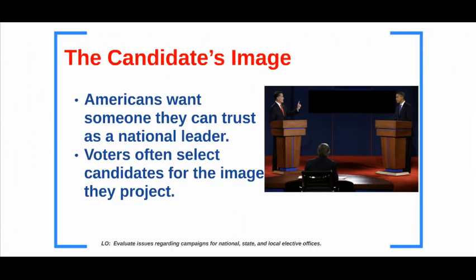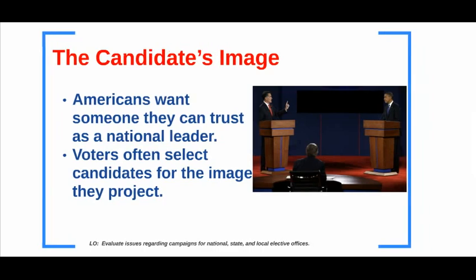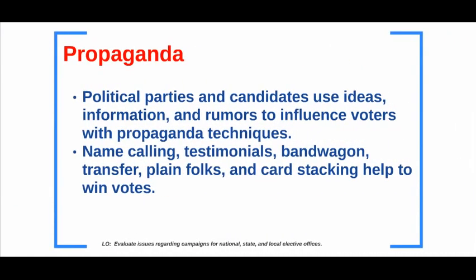The candidate's image. Americans want someone that they can trust as a national leader. Voters often select candidates for the image that they project. Propaganda. Political parties and candidates use ideas, information, and rumors to influence voters with propaganda techniques. Name-calling, testimonials, bandwagon, transfer, plain folks, and card stacking help them to win votes.